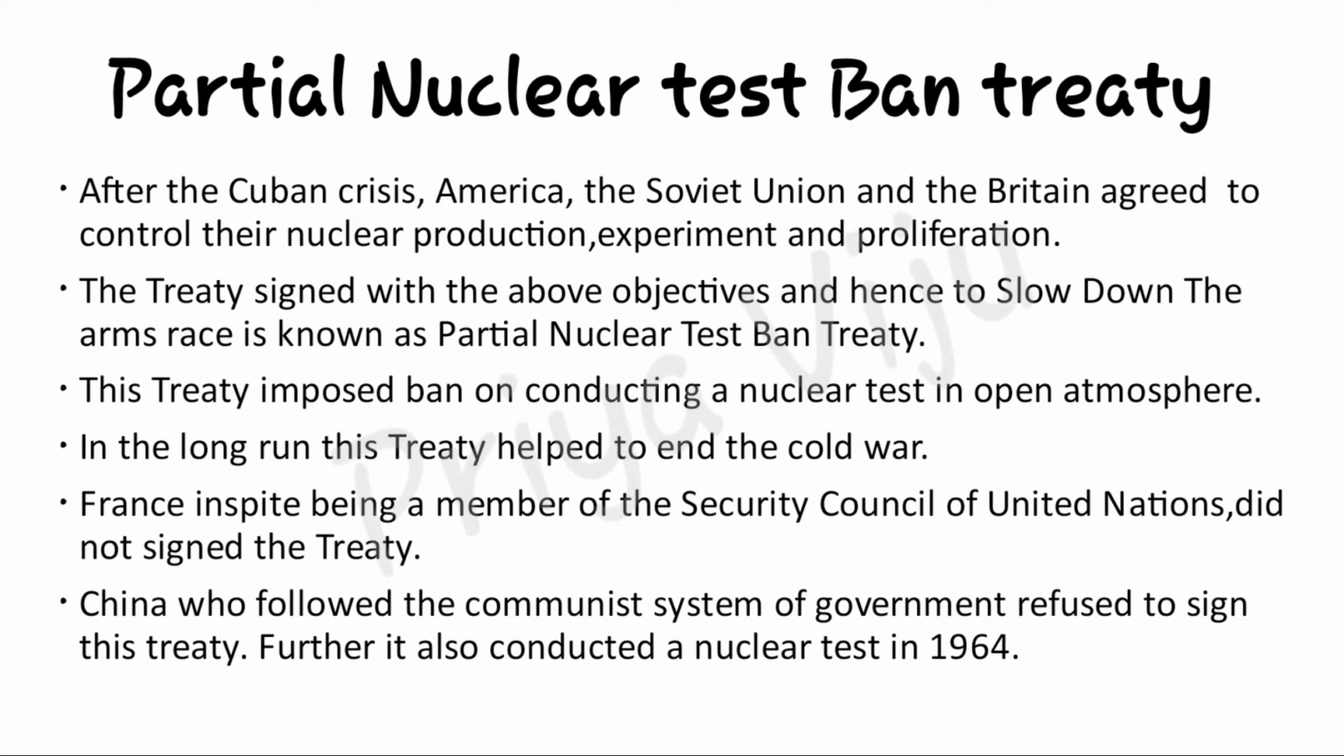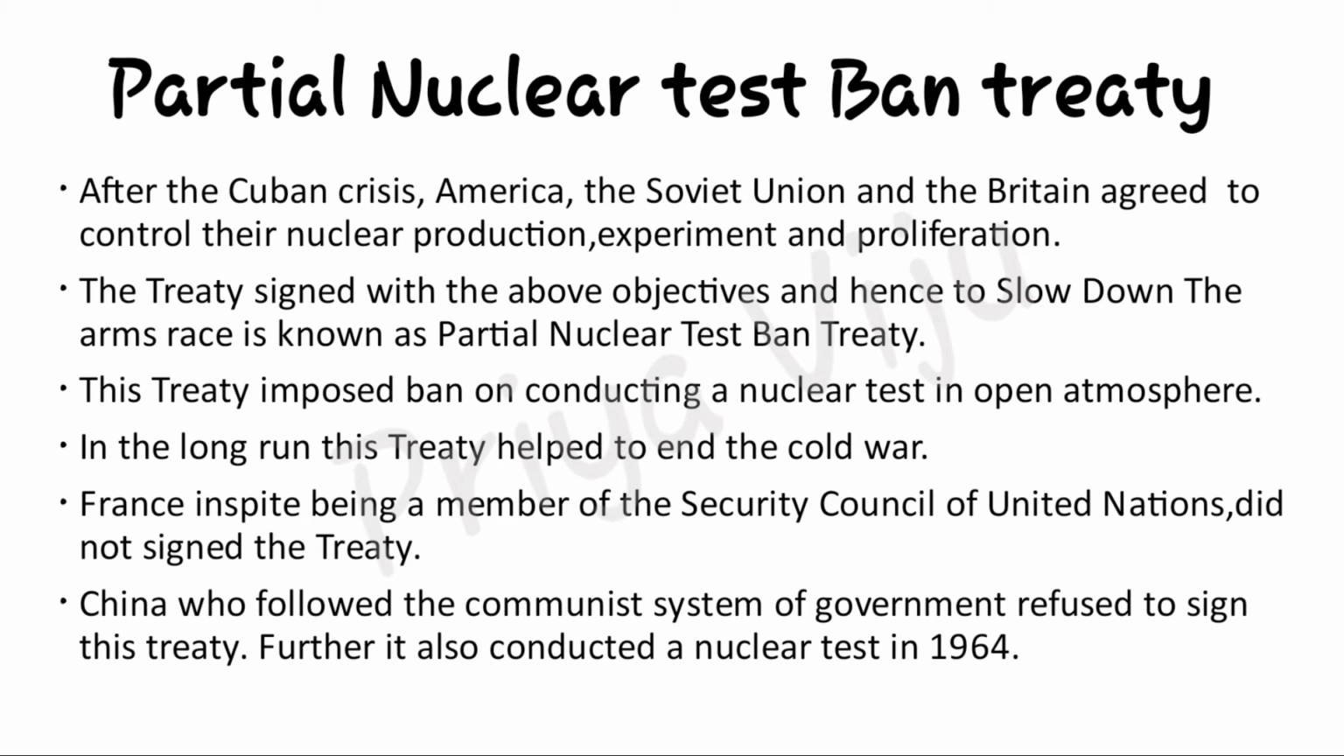As you know, France refused to sign this treaty. America, the Soviet Union and Britain told other member nations to sign this treaty. France rejected it. China also rejected it, because China had already conducted a nuclear test in the year 1964. This treaty imposed a ban on conducting nuclear tests in the open atmosphere. That was the problem. Those who already have nuclear weapons were telling poor nations like us not to make weapons. So many countries were against it, like China and France.